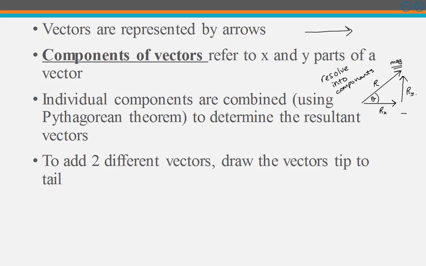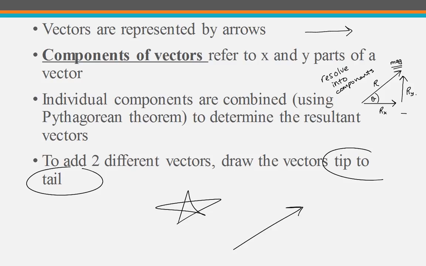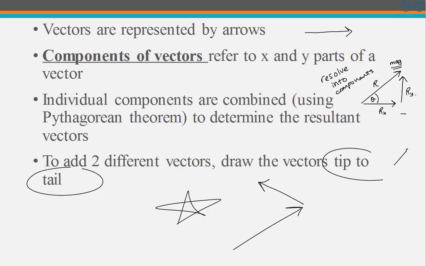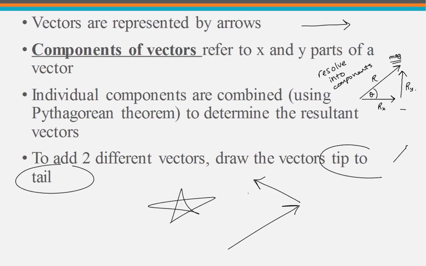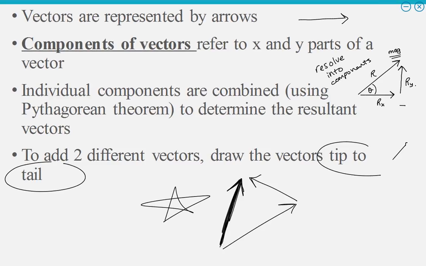And this one's key, this last bullet. Tip to tail. That's crucial. Tip to tail. That's how we add. So if I did this and then I decided to change my mind, and then I did this, where did I end up? Well, I ended up from my origin right there. There it is. So it's always tip to tail. That's how we line up vectors and add them up. Tip to tail.